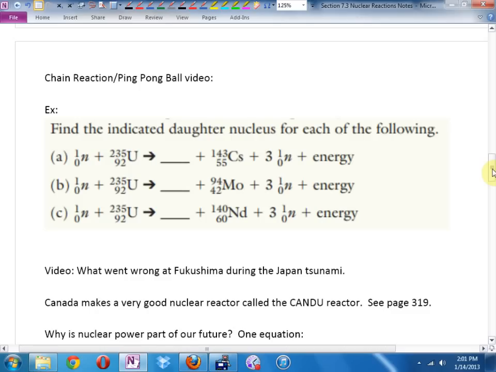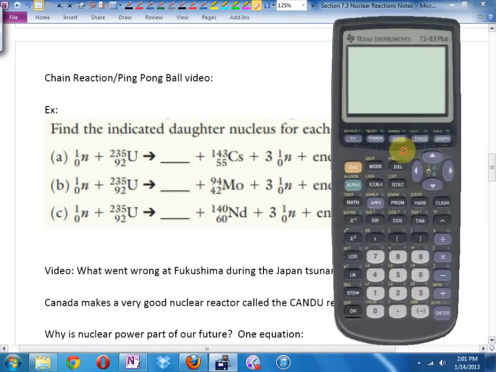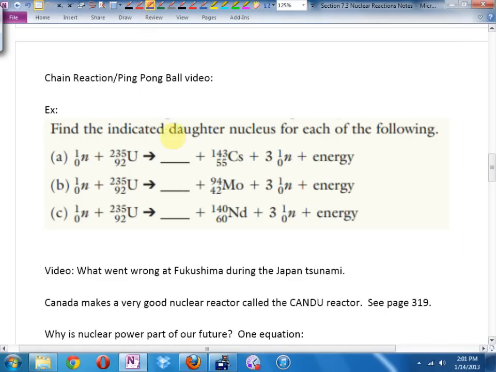Okay. So, if we start out with one neutron and uranium-235, and we end up with mystery product and cesium-143 and 3 neutrons and energy. First of all, how much mass must this mystery product have? How much mass were we starting out with? 236. How much mass do we have here? Okay, 143 and three more. So it looks like I'm going to need 236, take away 143, take away three. The mystery mass is how much? 90.